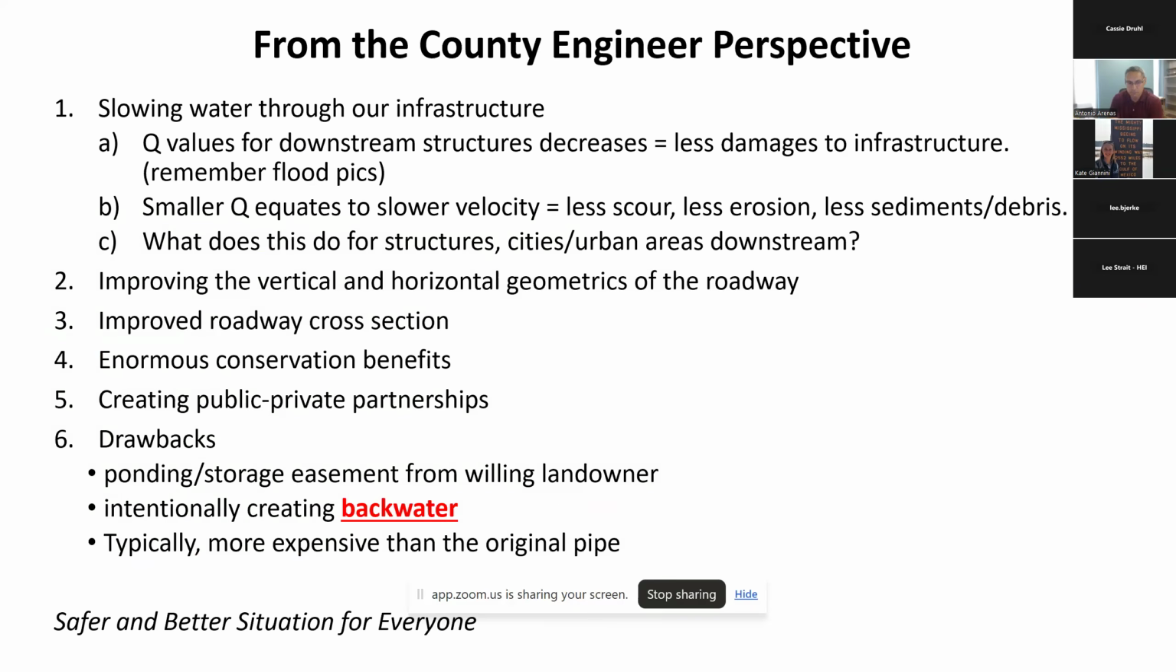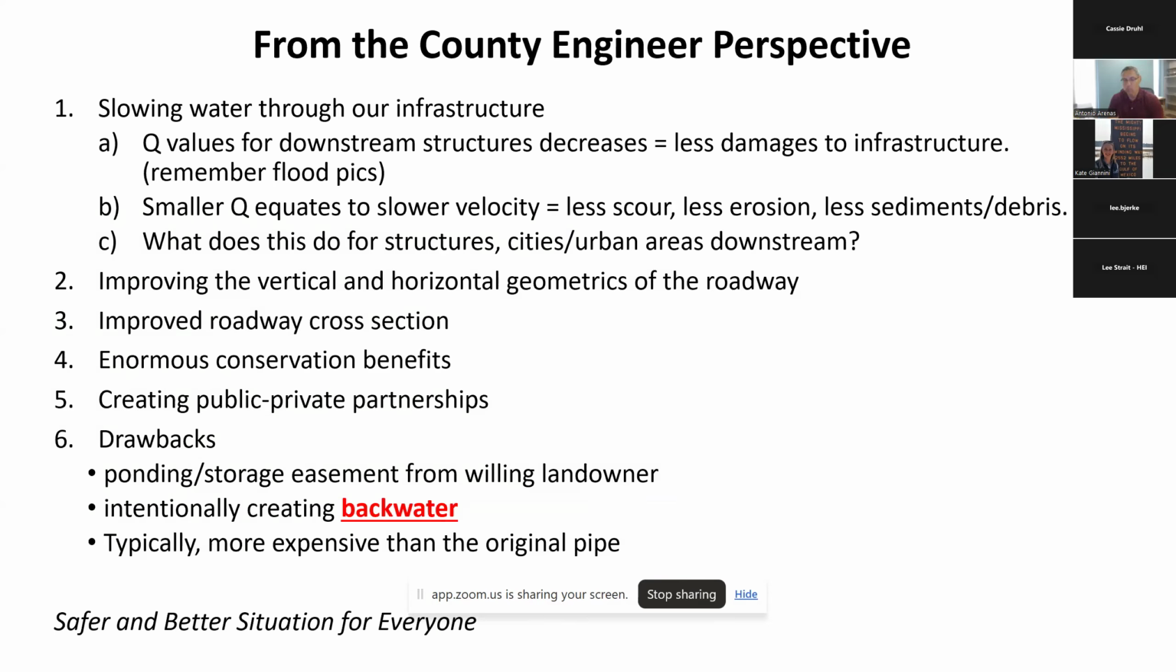So again, from an engineering perspective, the whole idea is to slow your Q values. You get less damage to infrastructure. You have lower velocities, you get less scour and erosion and sediment loss. And one of the things I really looked at is, when you have a stream that flows eventually into a community, what are you doing for that community way downstream when we have these flood events? It improves our vertical and horizontal geometry, which makes the road safer for the traveling public. It has a better cross section. Again, all the conservation benefits.